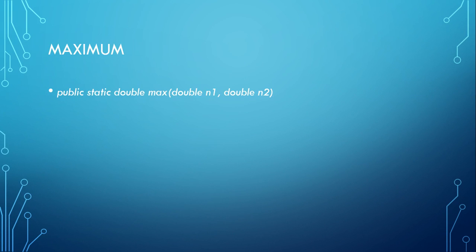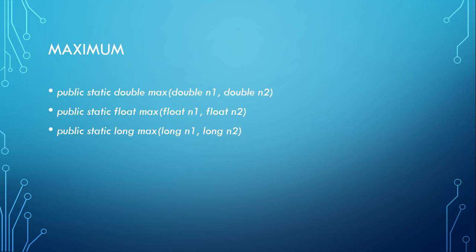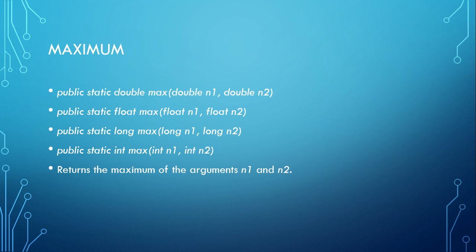All right, next up is maximum. Public static double max, double n1, double n2. Public static float max, float n1, float n2. Public static long max, long n1, long n2. And public static int max, int n1, int n2. This returns the maximum of the arguments n1 and n2. So for example, Math.max(3, 2) returns 3.